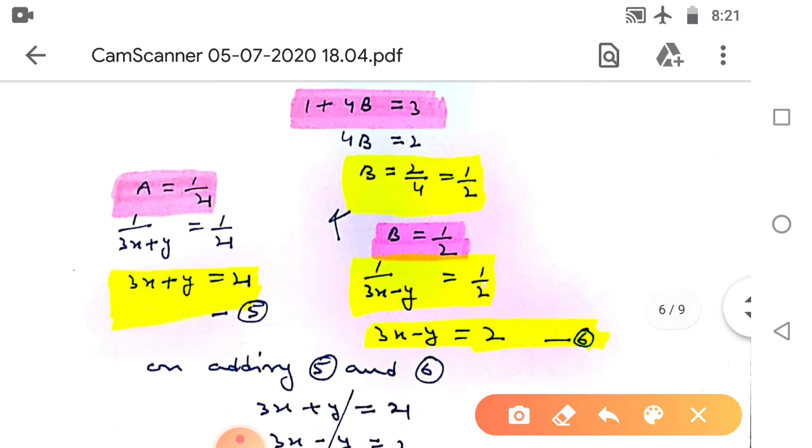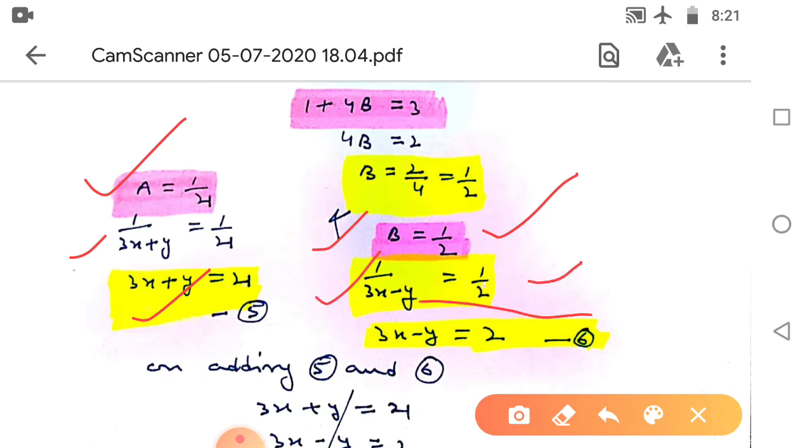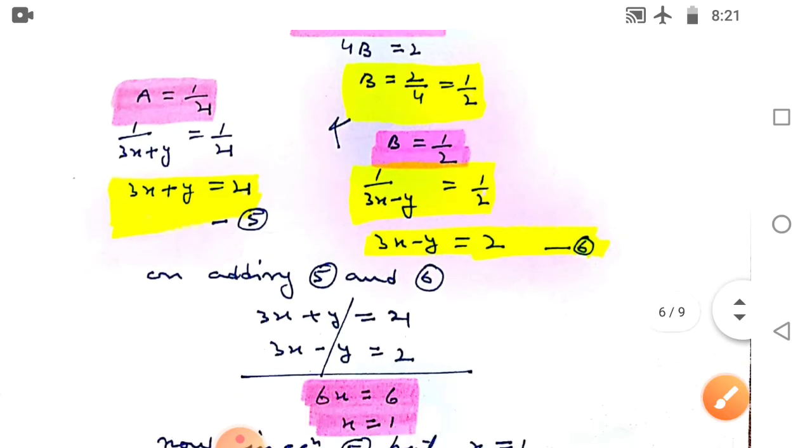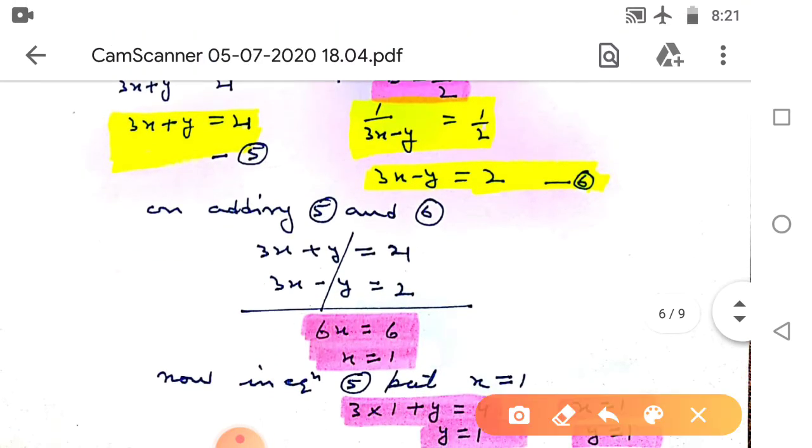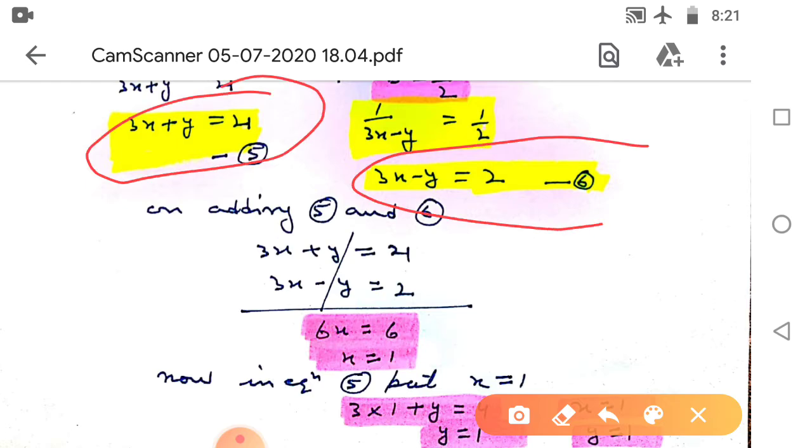Look here, a is equal to 1 by 4, but a is equal to 1 upon 3x plus y. So 3x plus y is equal to 4 by cross multiplication. And b is equal to 1 by 2, and b's value is 1 upon 3x minus y, equal to 1 by 2. By cross multiplication, you get 3x minus y is equal to 2. So in front of us we have two equations. First is 3x plus y is equal to 4, and the next is 3x minus y is equal to 2.